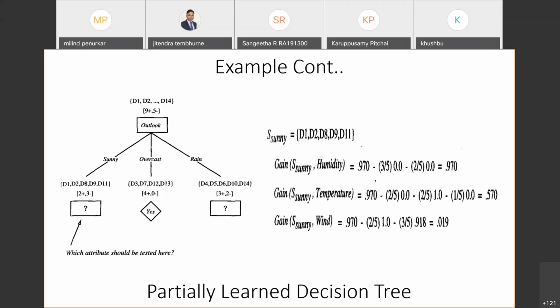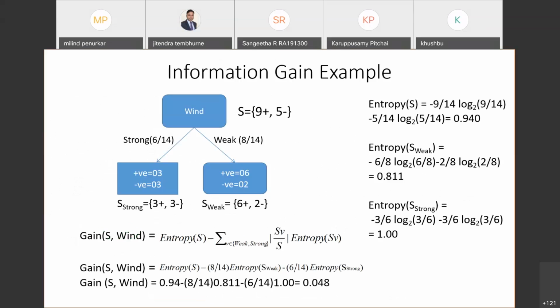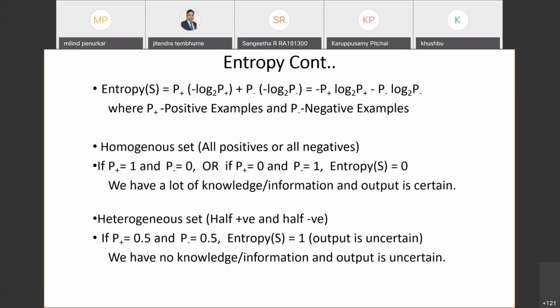S sunny is equal to D1 up to D11. Now we have to calculate the gain of S, sunny, with that set, considering the rest of the attributes. I was talking about this. Yes, either one of them should be positive or another of them should not be. Clear?